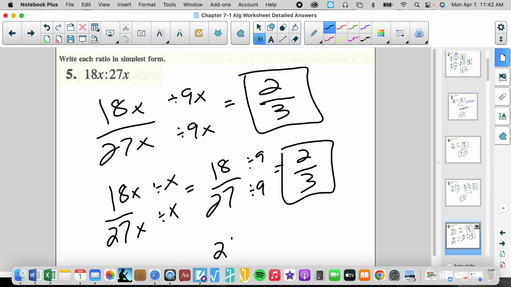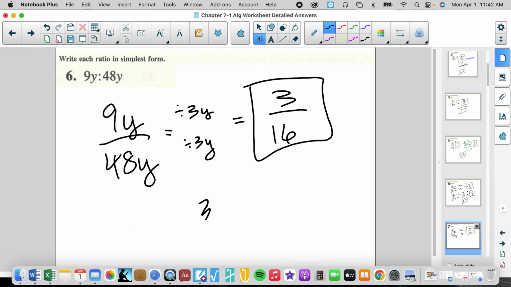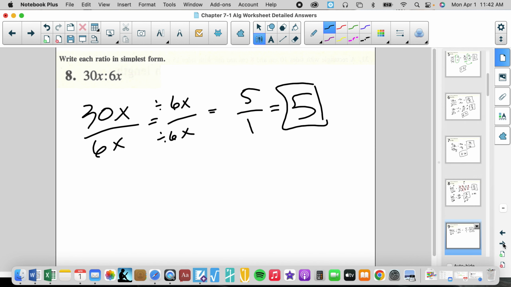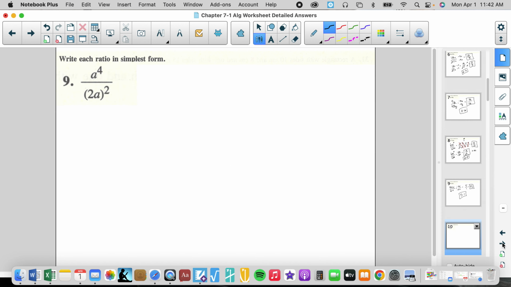And 2 to 3. And 3 to 16. And this is the fun. Nope. A to 2. And this is the one. That's the tricky one. So you would write it as 5 to 1. I don't know.